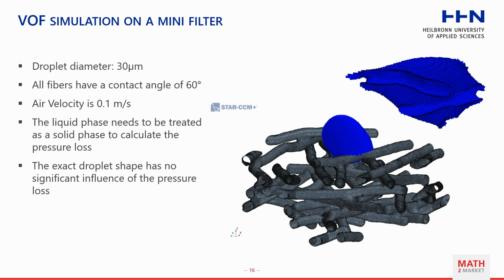Because of the small droplet volume in comparison to the pore volume of this filter material, the exact droplet shape has no significant influence on the pressure drop in this specific case. With higher saturations, the liquid phase and the fiber wettability have more influence on the pressure drop.